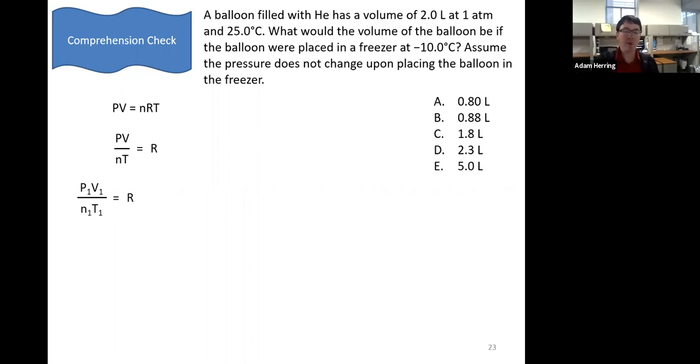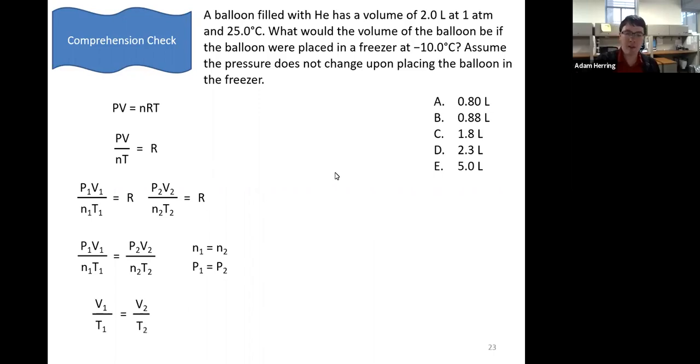So we can do that by solving the ideal gas law for R, because it's a constant, and then set that equal to the new conditions. Then, since we know that the number of moles are constant and the pressures are constant, we can eliminate them from our relationship, and we get that V1 over T1 equals V2 over T2. We can then solve for the second volume and plug in our values.